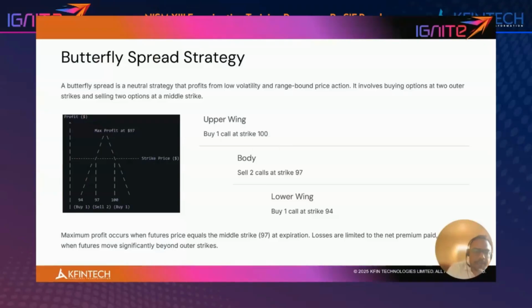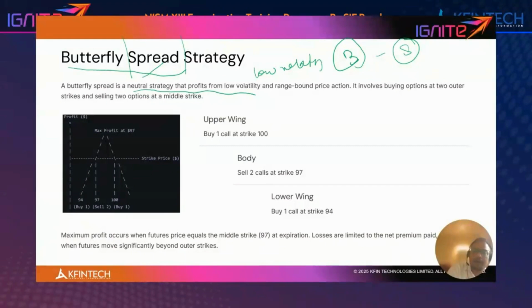Now, butterfly spread, don't get intimidated by the name. Butterfly spread, we already know spread means buying and selling simultaneously. So why it's known as butterfly? A butterfly spread is a neutral strategy that profits from low volatility. If you expect RBI is not going to say anything and the markets are not going to react, let me take a benefit of this and let me capture the premium from the market. So you can enter into butterfly spread.